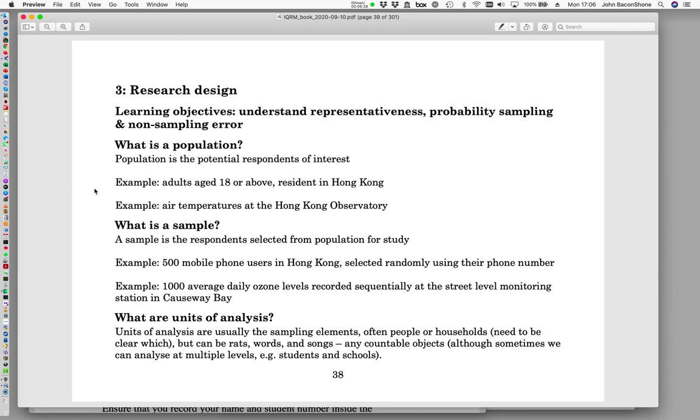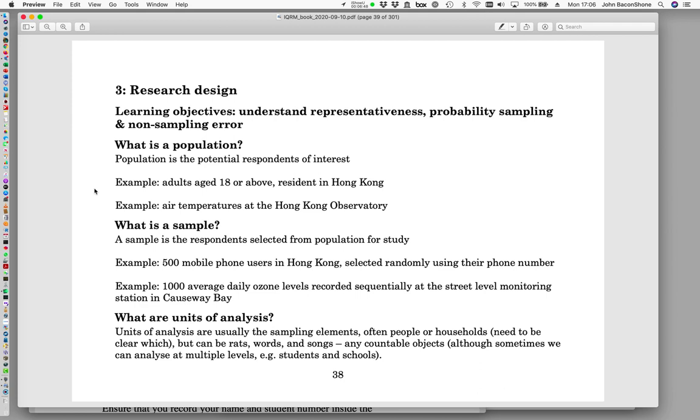Okay, and then units of analysis. What's a unit of analysis? A unit of analysis are usually the things we're sampling. So if it's adults aged 18 or above, it's people. Right? If it's air temperatures, it's a particular measurement of air temperature.